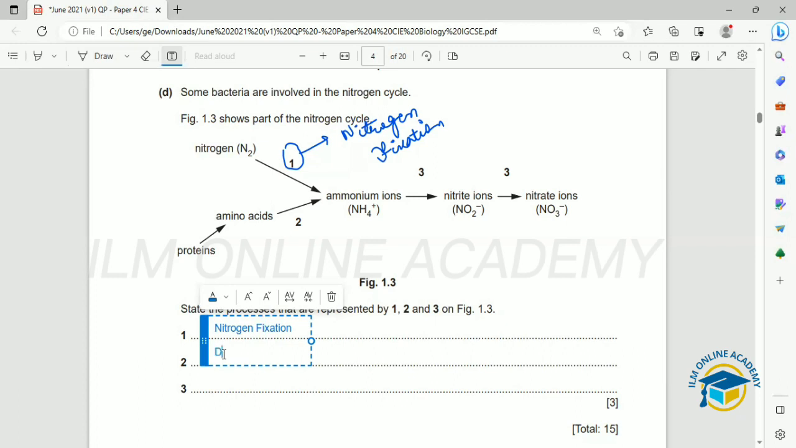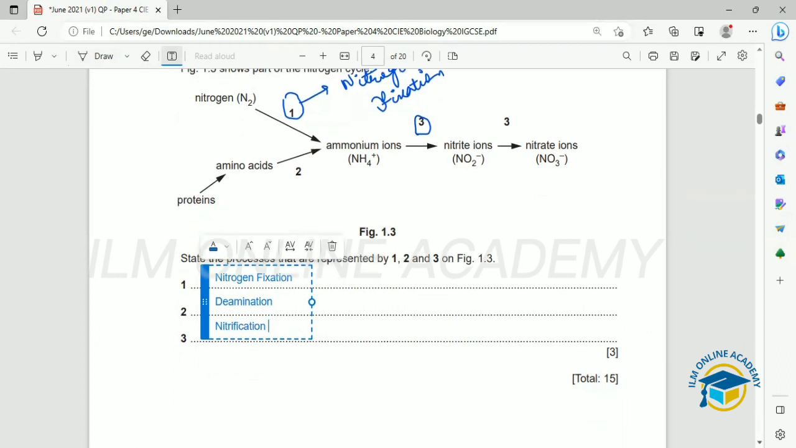So deamination, because in deamination the amino group of amino acids is removed, and that amino group is then converted into ammonia. Then the third point is showing you the conversion of ammonium ions into nitrates and nitrites. Now that is nitrification, carried out by nitrifying bacteria.